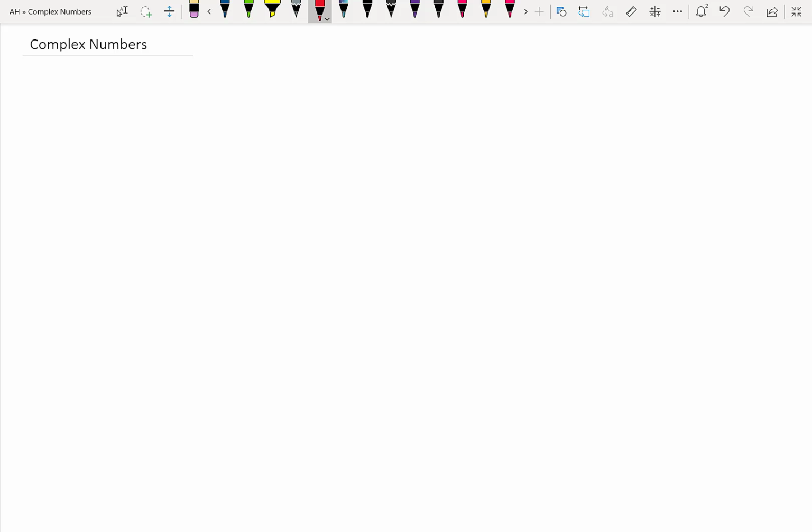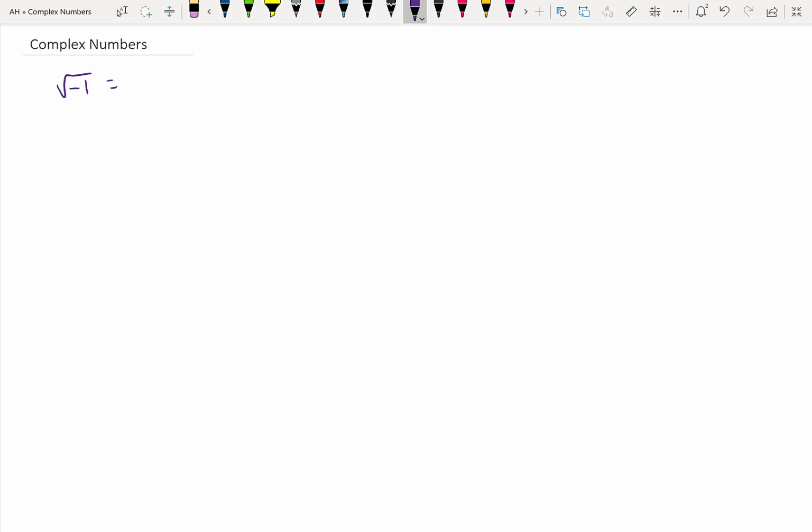Okay, so we're starting here looking at complex numbers. We'll look at what complex numbers are made of, how they're made up, and a couple of basic operations involved with them.